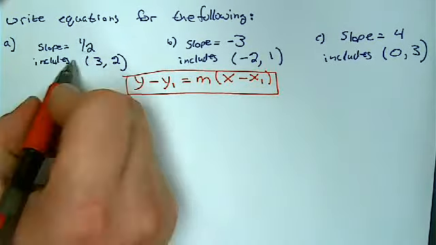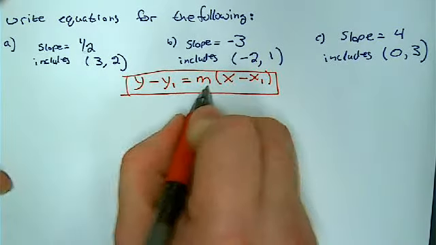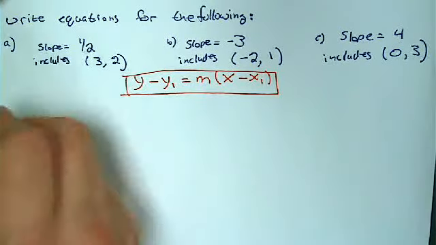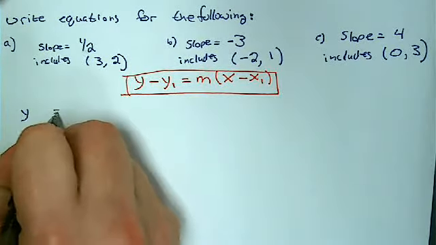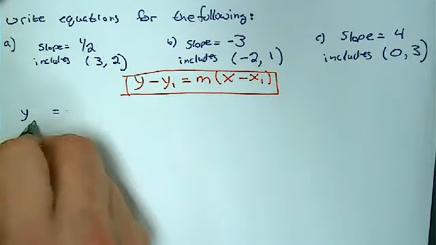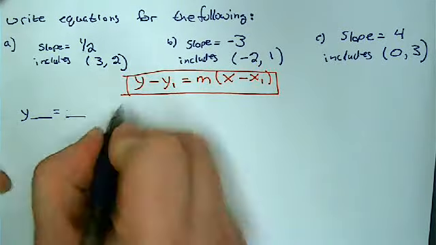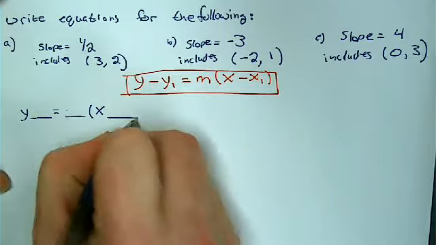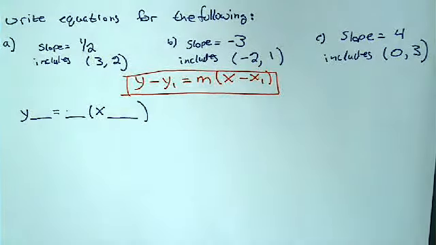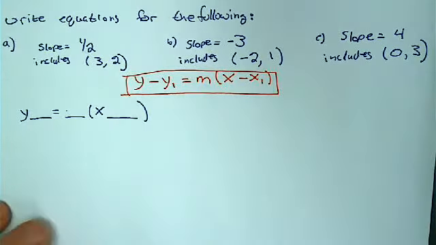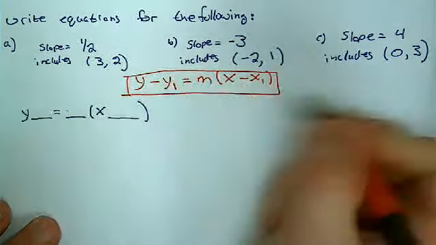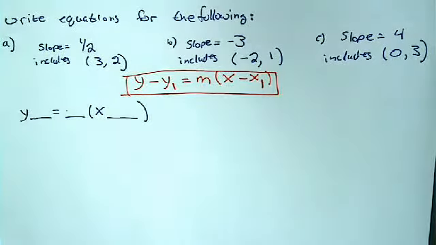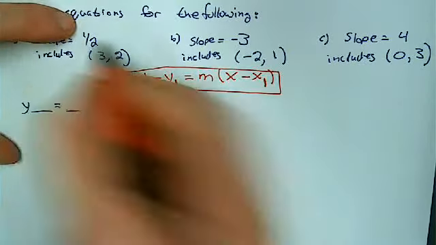So like this first one over here, the slope is a half, so that goes in for m. When I write this out, I'm also going to write it this way: y blank equals blank times x blank. That's y1 and x1. So let's see. The slope is a half, so that goes here.